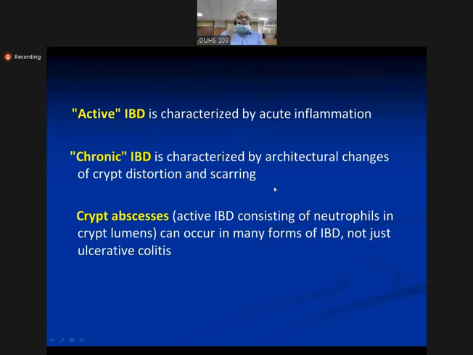As I told you, these are long-standing disorders. They may persist for years, 20 years, 30 years. They have periods of remission and relapses. And during the period of relapses, the disease may exaggerate clinically. The signs and symptoms exaggerate clinically because of the active inflammatory process. So in that case, we refer to that condition as the active IBD.